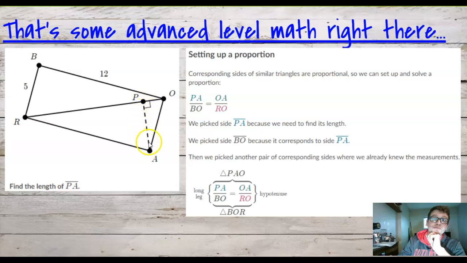But here's PA, related to BO, OA, RO. What are they relating? The longest leg to the hypotenuses, right? So in right triangles, we always have short leg, long leg, hypotenuse. So short leg to short leg, long leg to long leg, hypotenuse to hypotenuse. We can build any proportions we want as long as we keep those equivalent to each other.